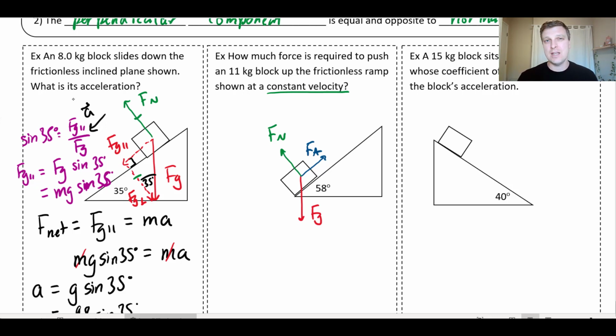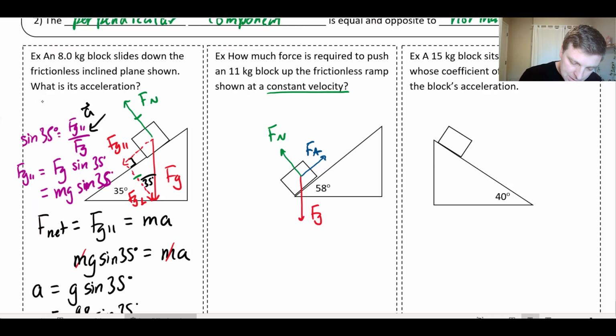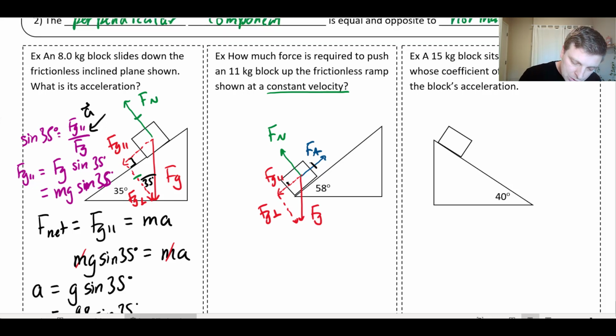You might already have the sense that in order to push a block up a ramp, you need to match not all of gravity. The applied force doesn't work against all of gravity. It's only working against the parallel component of gravity. So when I resolve this into my diagram here, Fg parallel and Fg perpendicular, you can see that the applied force must be equal to the parallel component of gravity. And then the perpendicular component cancels out with the normal force there.